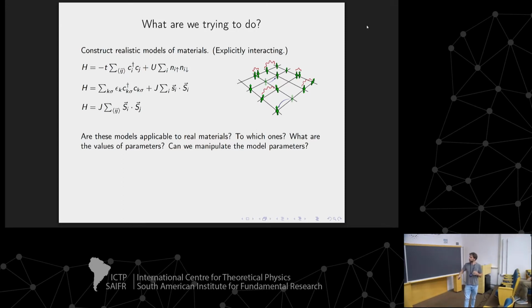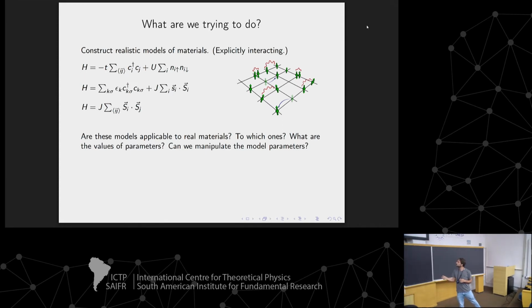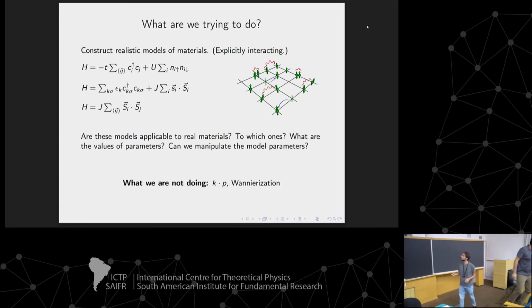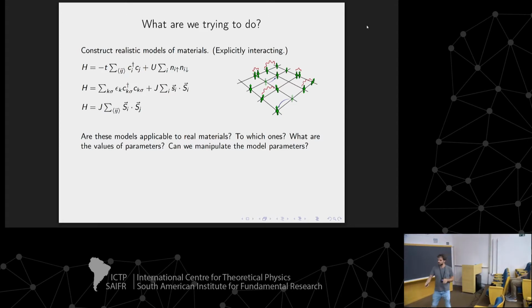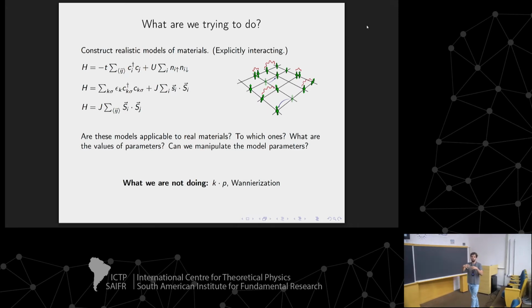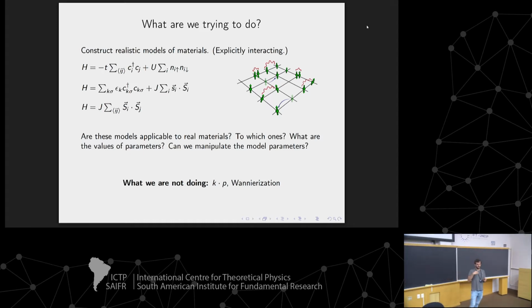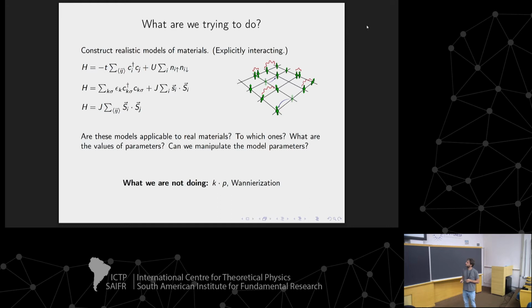So, we are not really doing things like k·p or linearization. Those are models where we are fitting a non-interacting model from, for instance, a band structure. We are doing something different. We are trying to include interactions explicitly in these models.